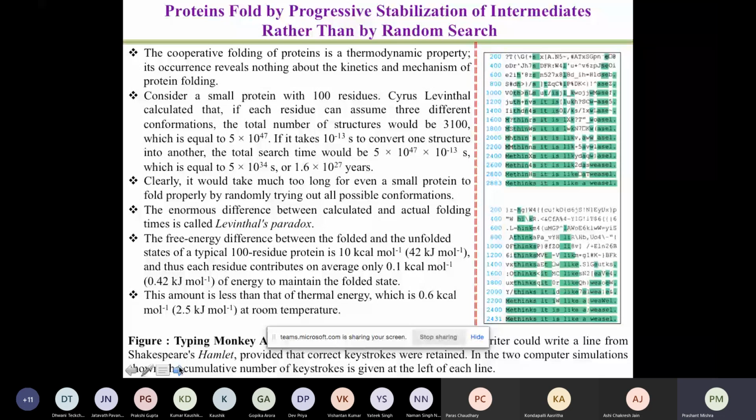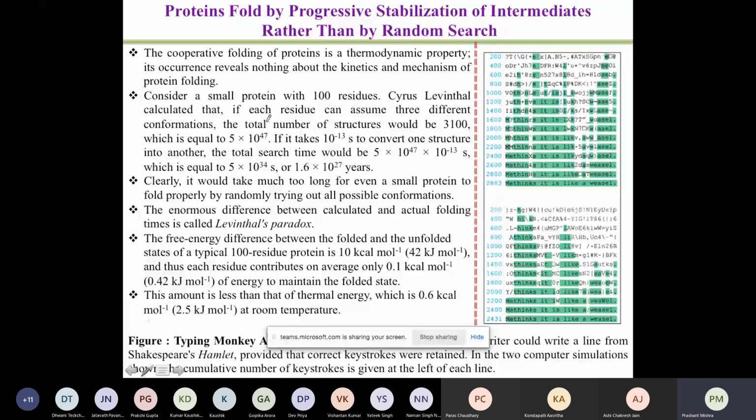Levinthal was a scientist. What he did is that he took 100 residues. He considered that if I have a protein made up of 100 residues, what are the possibilities? How many types of interaction can each amino acid have, and that is the way they can form a structure. What he found is that there are around 3 to the power 100 types of structure that can be formed with this particular type of structure.